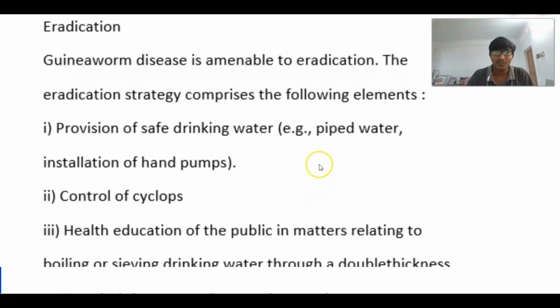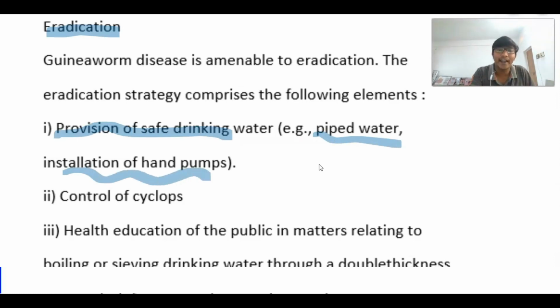Coming to the eradication of guinea worm disease. Guinea worm disease is amenable to eradication. The eradication strategy comprises, first, through which form it is occurring. It is mainly occurring through water. So if you are able to disinfect the water, then you can achieve control over this disease. So the first one is the provision of safe drinking water, mainly through piped water and installation of hand pumps, so people do not go and drink in the rivers, wells and ponds. If you are able to do this, then you can definitely control the disease.